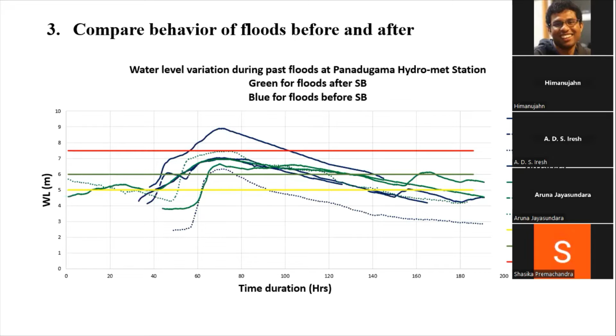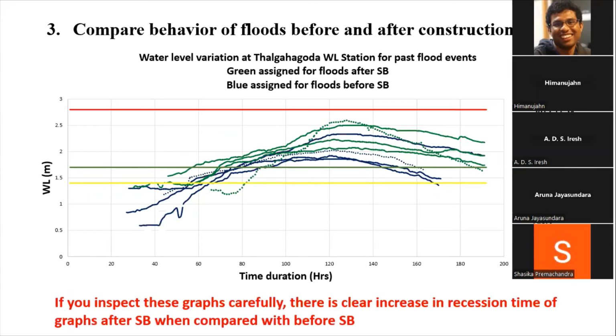Using this flood hydrograph, we have analyzed how the recession limb of the flood hydrograph varies between the previous condition and the present condition after the salinity barrier. This is for the Talgahagoda water level gauging station data. Using this data, we have developed the hydrograph for each and every flood event recorded. You can see the green lines are for the flood events which occurred during and after construction of the salinity barrier, and the blue lines are before the salinity barrier.